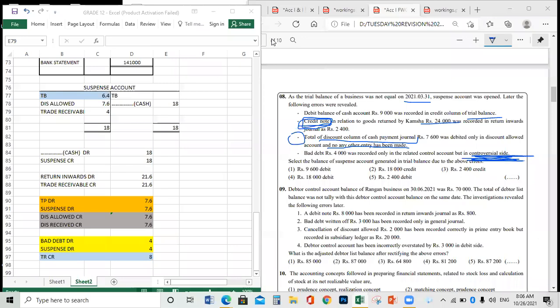The opposite side. Okay. They say bad debt. They didn't tell that they recorded the bad debt, right? They said bad debt rupees 4,000 was recorded only in the related control account. So that means they have recorded only in the control account. They haven't recorded in the bad debt account. That's what they are trying to say.